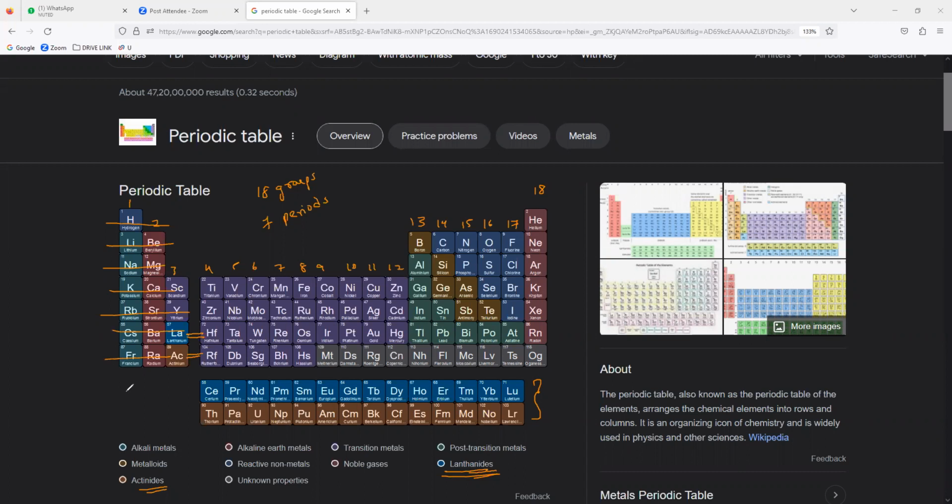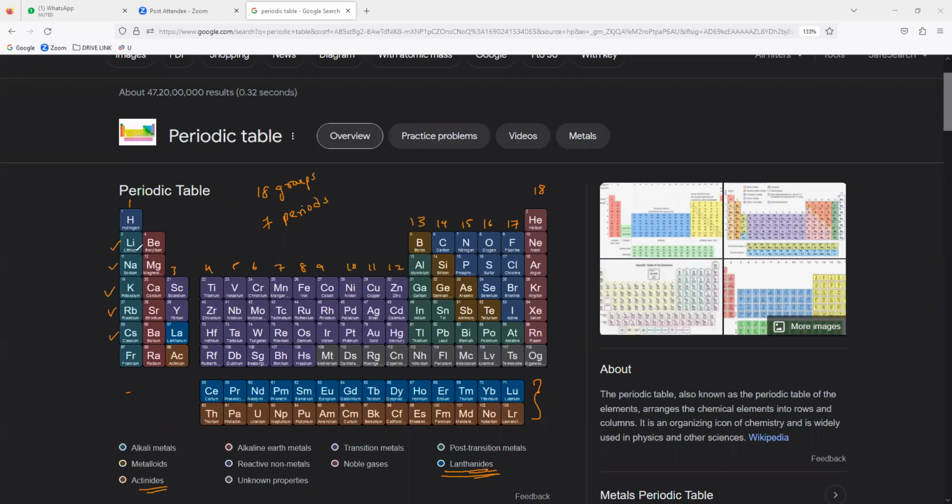Remember, all of you, the first column, what do we call it? Alkali metals. I have taught you, or not? The first column: lithium, sodium, potassium, rubidium, cesium, and francium. We call them alkali metals.